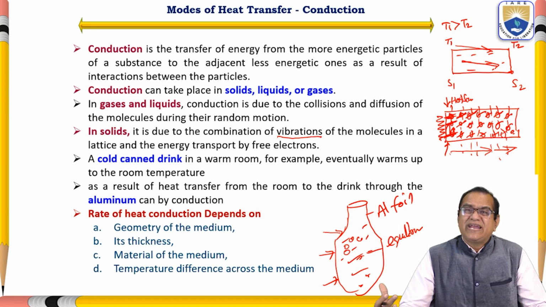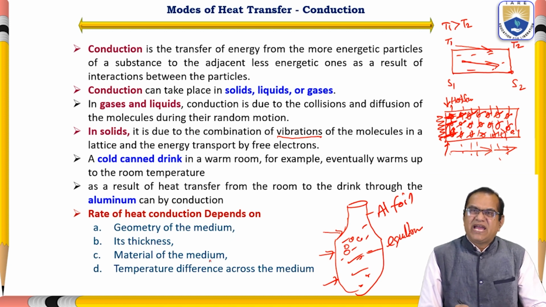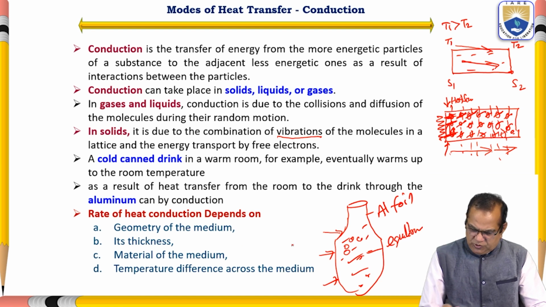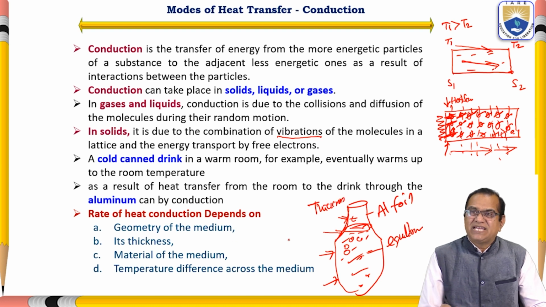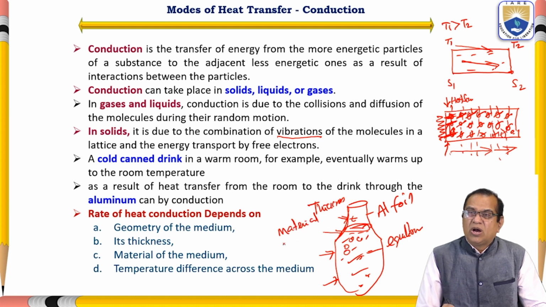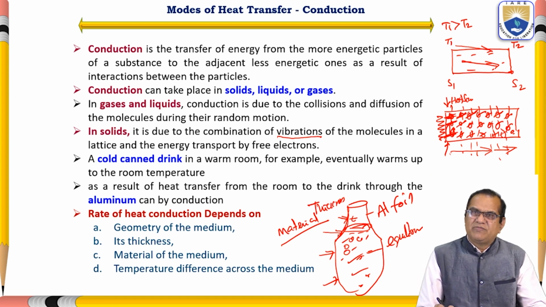So how does the rate of heat conduction depend on the geometry of the medium, its thickness, the material of the medium and the temperature difference across the medium? In this example, what is the geometry of this bottle? That is the geometry of this medium. Its thickness: how much thickness is there in this aluminum? Then the material, whether it is aluminum or anything else. This material is also very important. Which material transfers heat more? If you use that, the work will be done very fast.